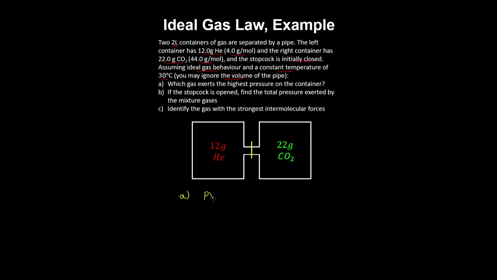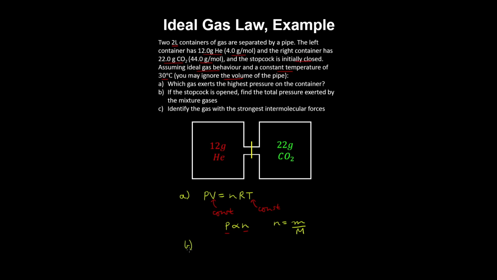Well, given the ideal gas law, and the volume of each container is the same, while the temperature is constant, then the pressure is proportional to the number of moles of gas. And you can find the number of moles of each gas by dividing the mass by the molar mass, and therefore the gas with the higher number of moles exerts the higher pressure.